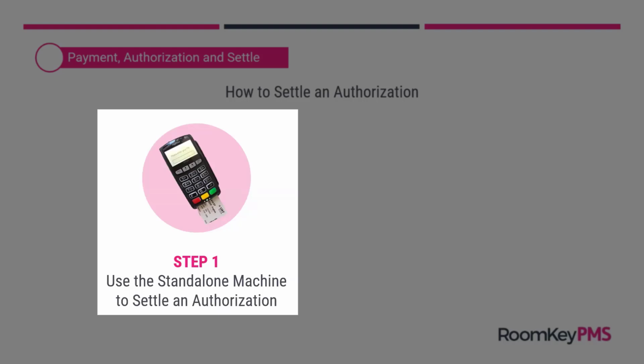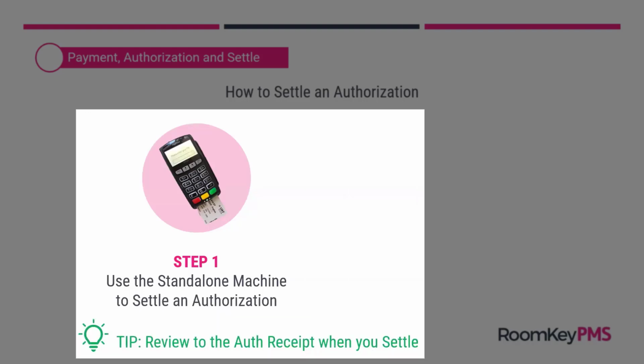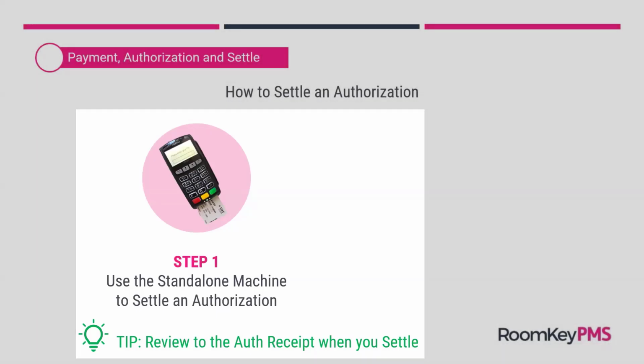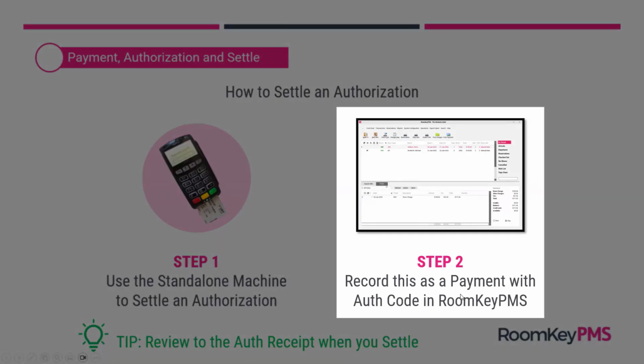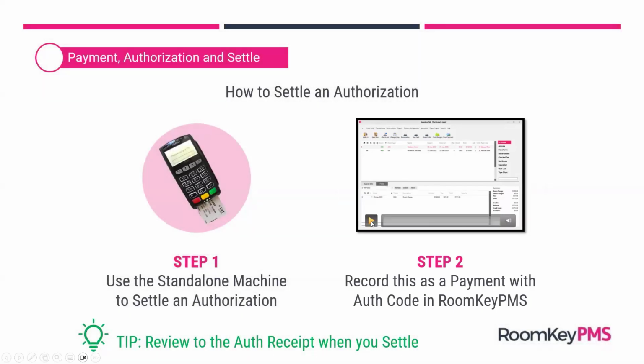And that's where it is always good practice to review the auth receipt that was produced and attached to the guest reg card or refer back to that authorization code. Now, because you're settling an authorization, to record that in Roomkey, you'll actually record it as a payment and you'll record that authorization code directly in Roomkey as well. So this step two, I have a little video that'll show us once again how to record this as a payment with an auth code in Roomkey.